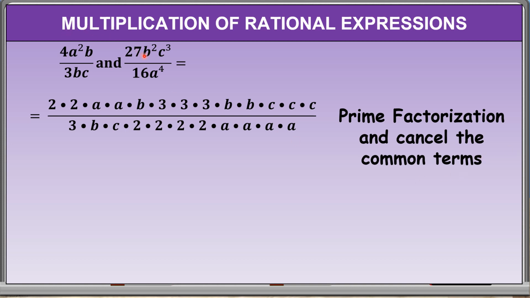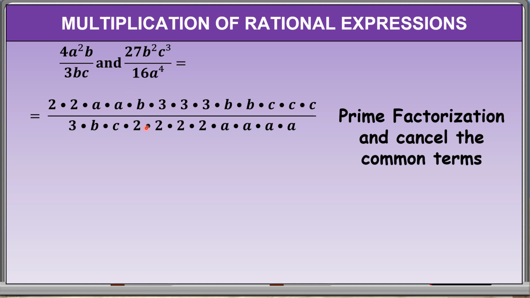So, ipa-prime factors ko lahat ito, yung numerator natin and denominator. So, magiging prime factors nito, of course, ang prime factors natin, ang dapat na factors or numbers na lang na makikita ko ay prime numbers. Ano ba yung mga prime numbers? Ang factors niya lang ay 1 and the number itself. So, we have 2 times 2 times A times A times B. Yan yung 4A squared B, di ba? So, yung 27B squared C cube, 3 times 3 times 3 times B times B times C times C times C. Okay? Then, the denominator po, 3 times B times C.